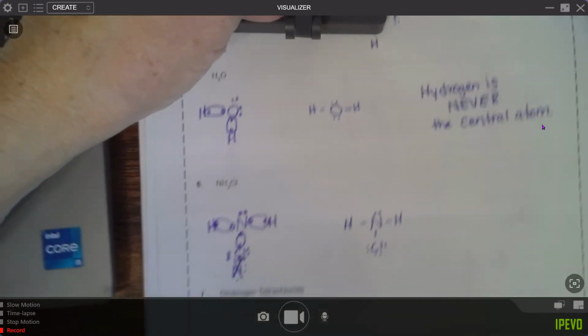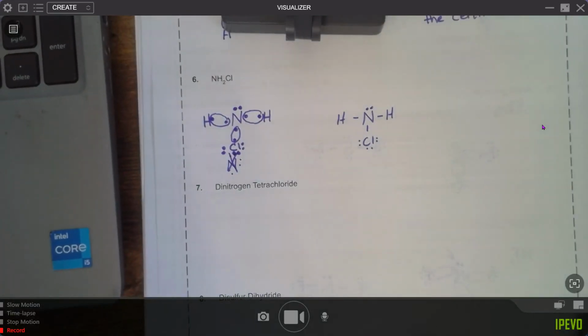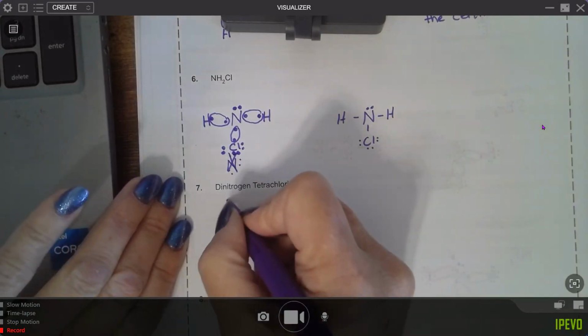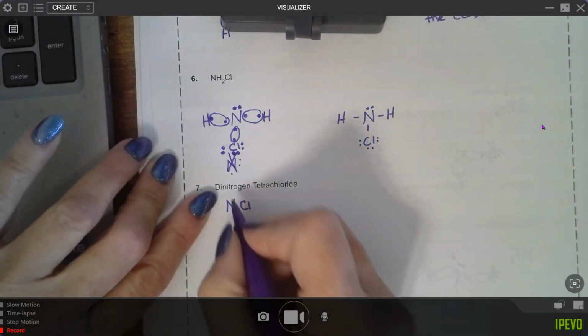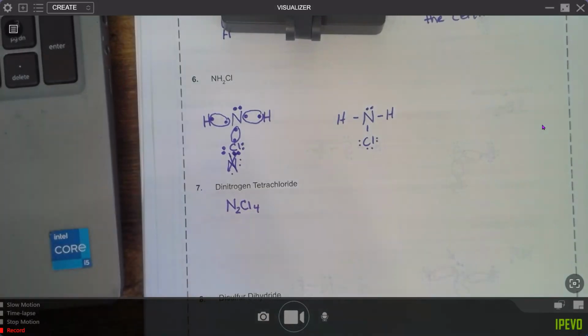Two more. Ooh, and these are names. We have to figure out the formulas. So dinitrogen tetrachloride. So we know that we have nitrogen, and chloride we have chlorine. All right? Di is the prefix for 2. Tetra is for 4. So N2Cl4.